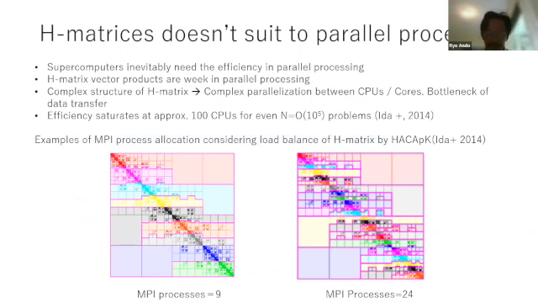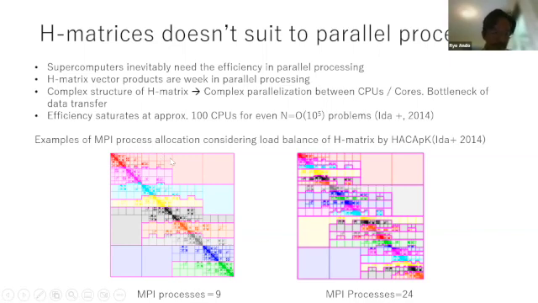The reason is simple: H-matrices have a very complicated internal structure in memory allocation. This is one of the examples. The different colors show the allocation to the different CPU memories in parallel computers. Because the H-matrix has such a complicated structure, this shows a contour of dense matrices, and this is a contour of H-matrices. So those are very complicated.